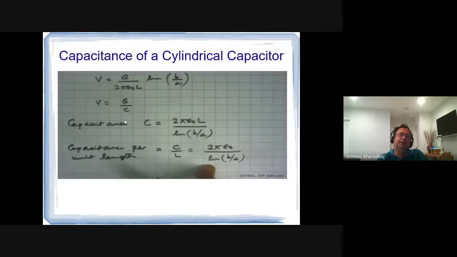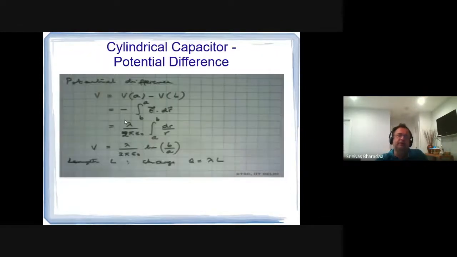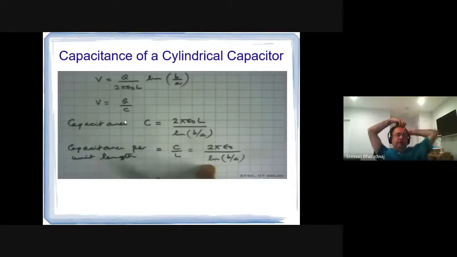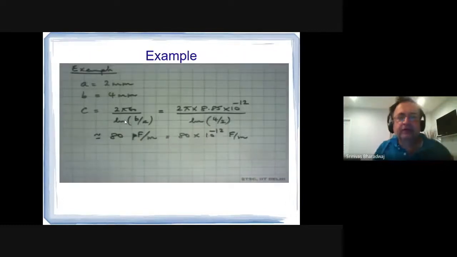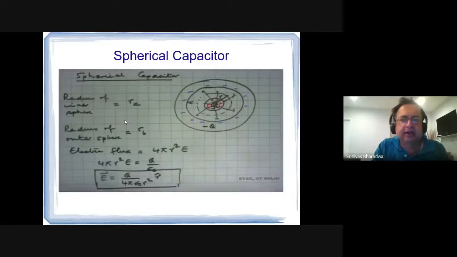So in these kinds of equations, you relate Q is equal to some constant times V, right? That constant is the capacitance. Okay, and therefore, using that, we found the capacitance to be 2 pi epsilon naught L by ln B by A, right? And if you wanted to calculate the capacitance per unit length, it is C by L. Okay, so if you had an example, if you gave A and B, you can then calculate the corresponding capacitance, right?